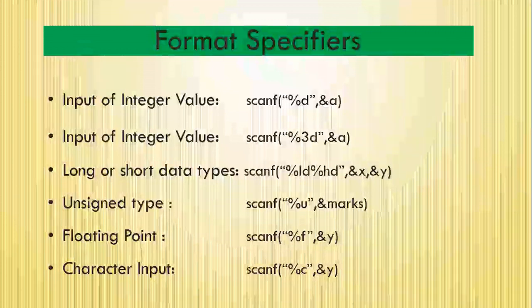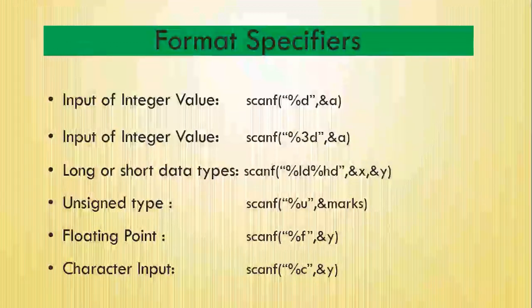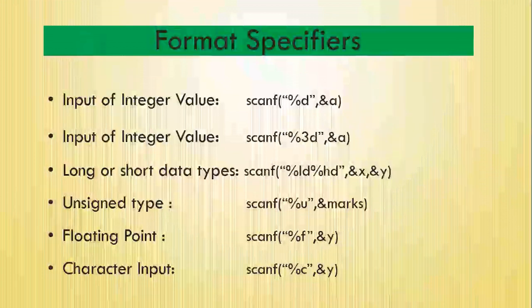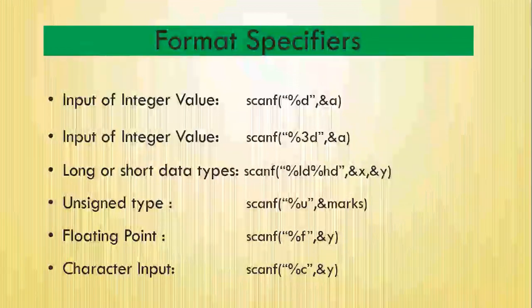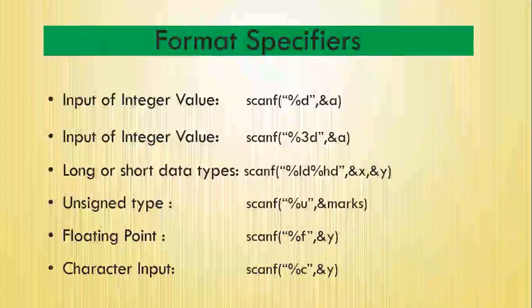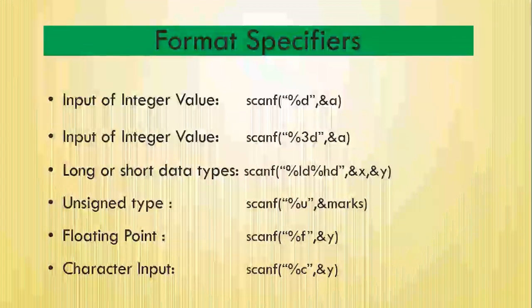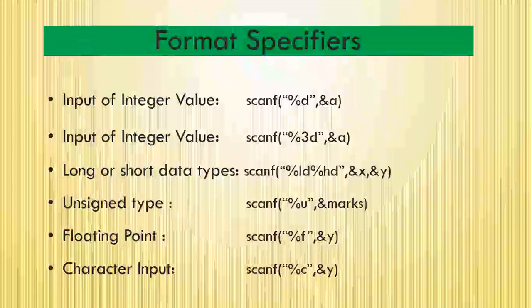Here, variable x and y you can see in the slide: x is a long integer variable and y is a short integer variable, and the character l stands for long and the character h stands for half. If the number to be accepted for the variable is of type unsigned, then the %u character group should be used. You can see in the example of unsigned type scanf("%u", &marks) means whatever marks you input from the keyboard will be stored at the address of marks.